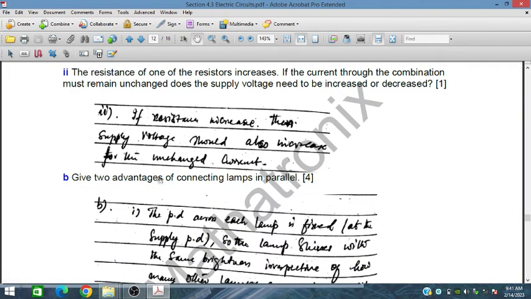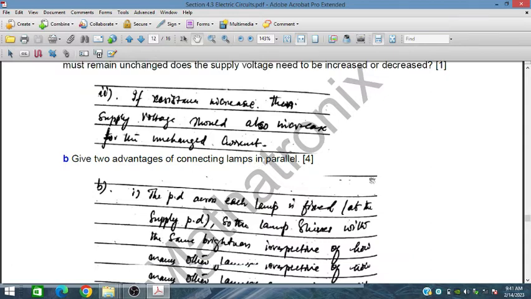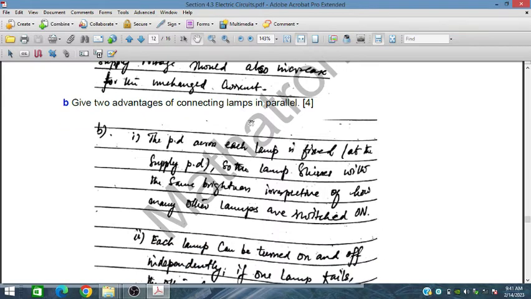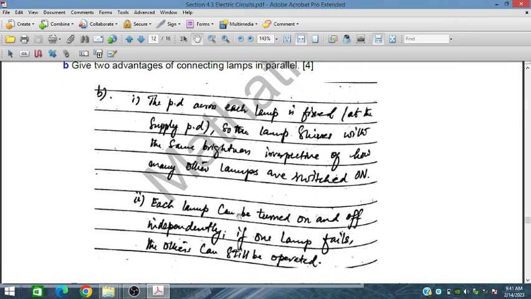Give two advantages of connecting lamps in parallel. The potential difference across each lamp is fixed at the supply potential difference, so the lamp shines with the same brightness irrespective of how many other lamps are switched on. So this is very important. The advantage is that each lamp will glow with the same brightness. Each lamp can be turned on and off independently.